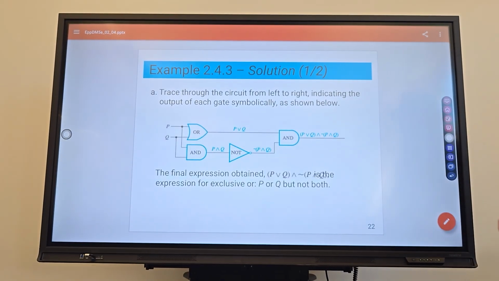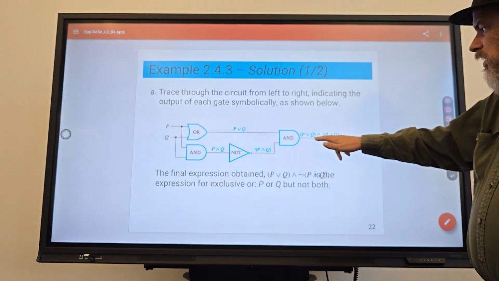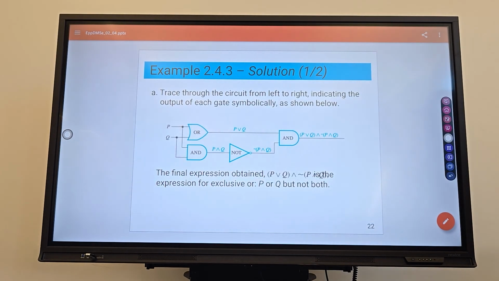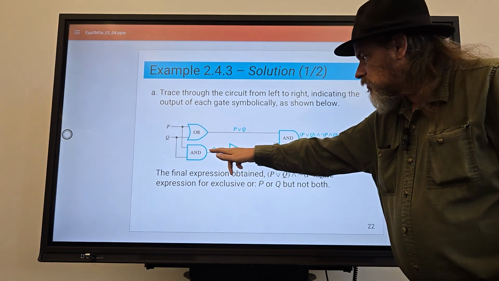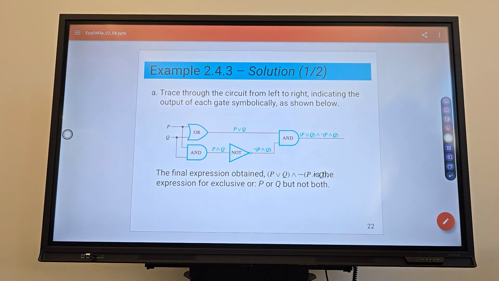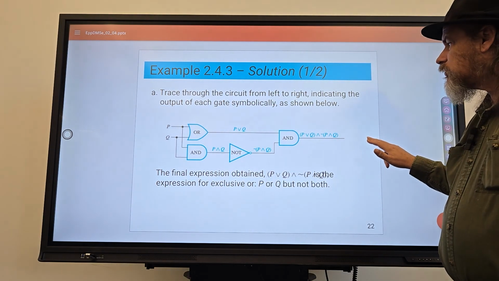But so, P or Q and not P and Q. This happens to be the expression for exclusive or, either P or Q, but not both, because the and inverted takes it out of the equation. There are other ways to express the exclusive or. This just happens to be one of them.